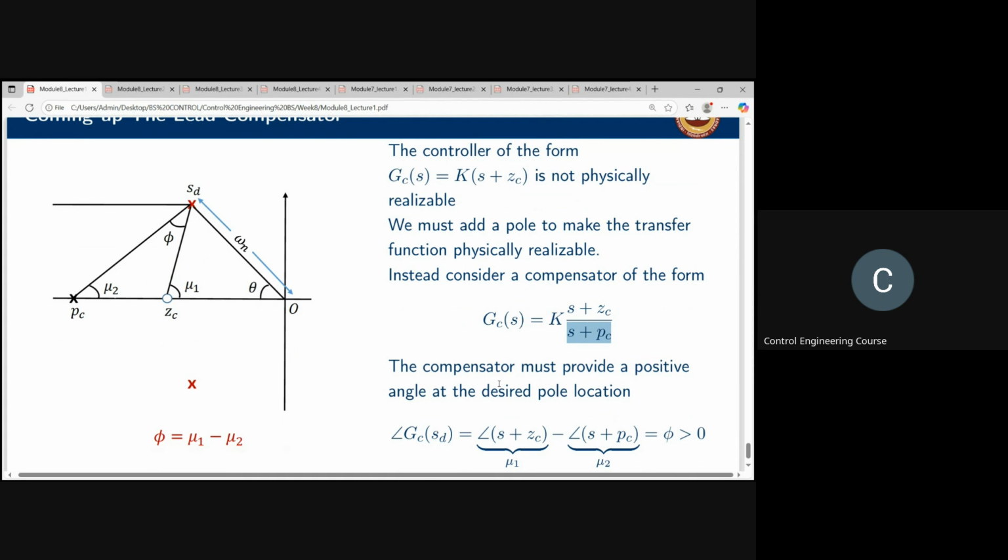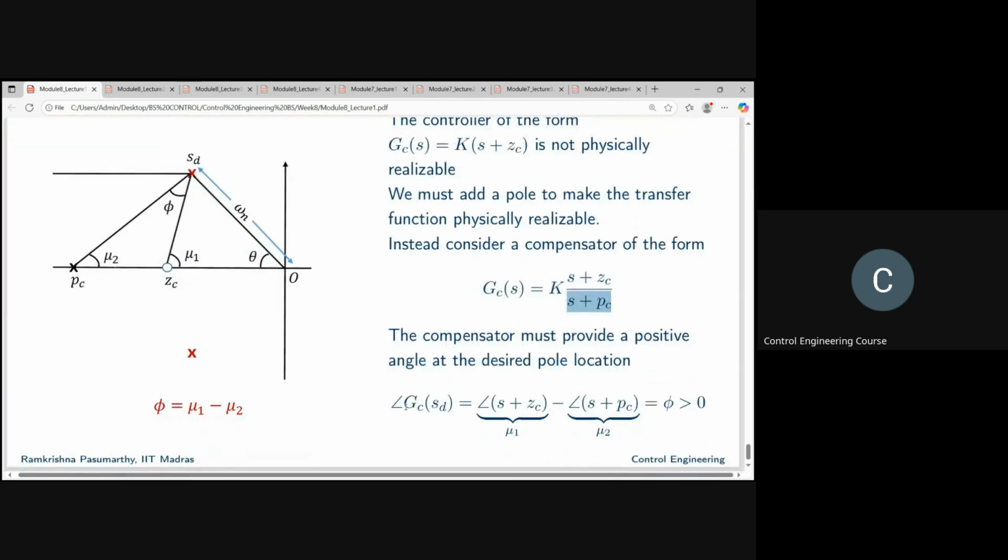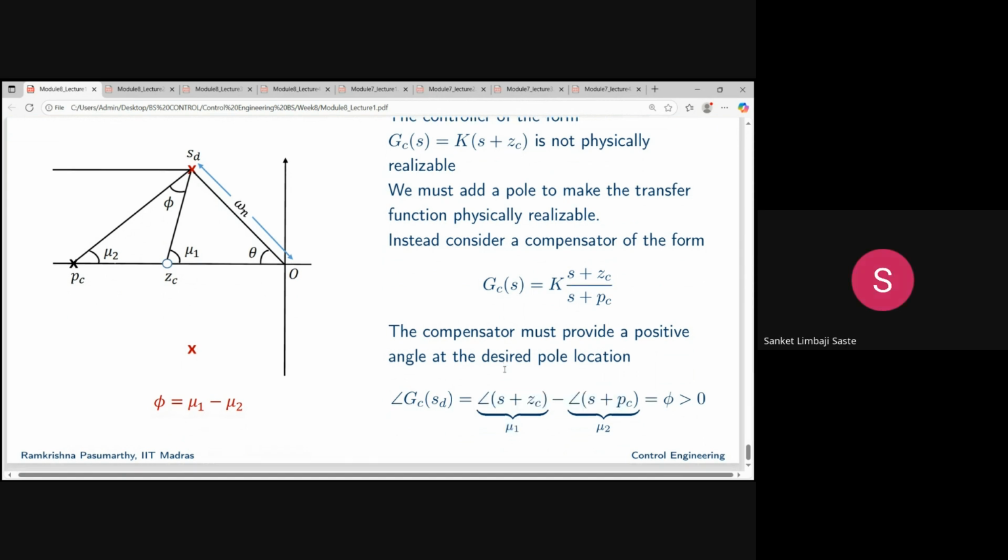So now if you do this same design criteria, you will have ZC and, apart from ZC, an extra PC. Do you see here? So the angle of GC at SD is the angle of S plus ZC minus the angle of S plus PC. Got it? Yes, sir. I think it continues on the next slide.